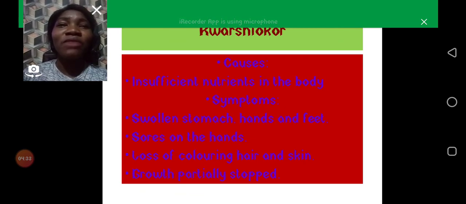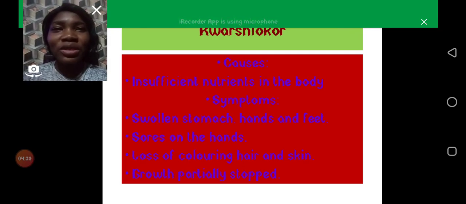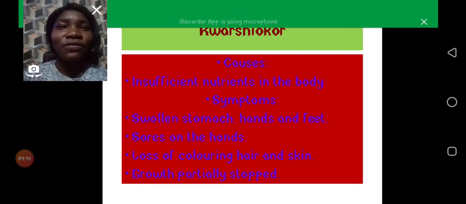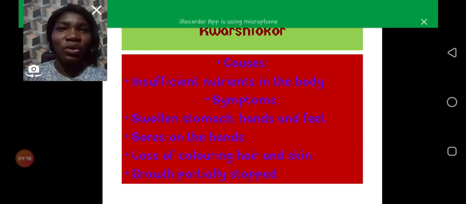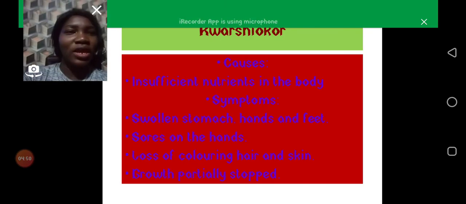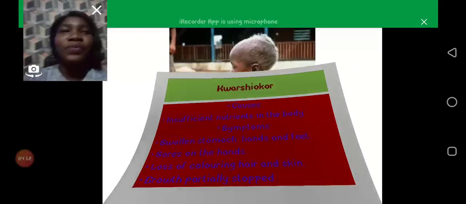That is why whenever our parents give us food, we don't reject. You don't know the right food for yourself. It's your parents that know the right food. So whenever they give you food, don't reject. Don't say I don't like beans. Don't say I don't like yam. Eat everything they give you. They know what is good for you. Okay guys, let's move on to the next one.